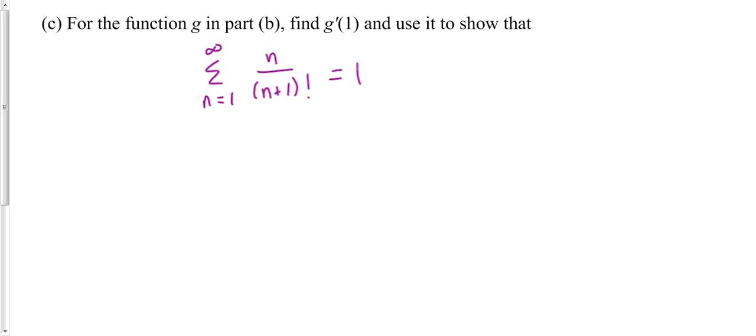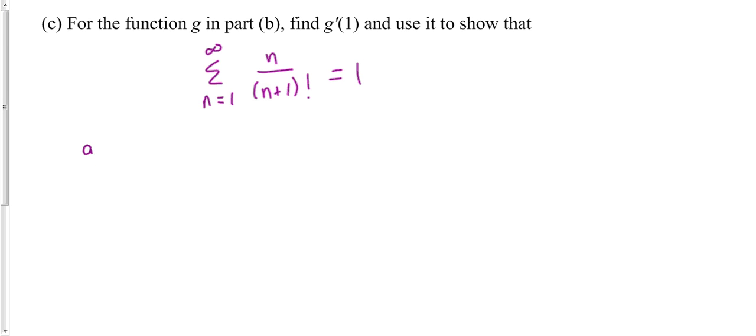All right, let's try part C of exercise 25, which reads, for the function g in part B, find g prime of 1 and use it to show that the summation from n equals 1 to infinity of n over (n plus 1) factorial is equal to 1. And what we're going to do in this situation is find the derivative of g as a function and substitute in 1, and compare that with the derivative of g, the power series, evaluated at 1. And hopefully when we put those two things together, we will get the expression that we're looking for.